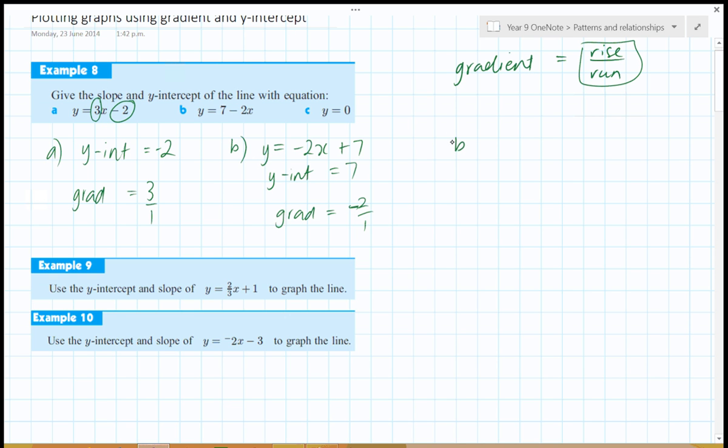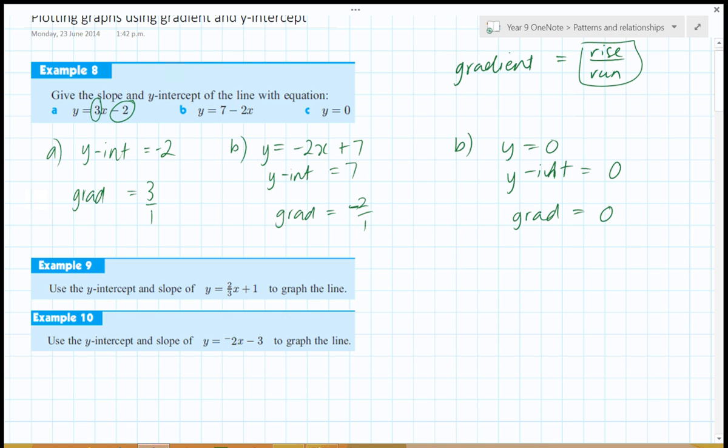Alright, this last one we've got y equals 0. So we'll start with our y-intercept. Any ideas here what our y-intercept is going to be? Yep, 0. What about our gradient, our rise over run? Thomas? 0. So this is just going to be a straight line through 0 on the y-axis.